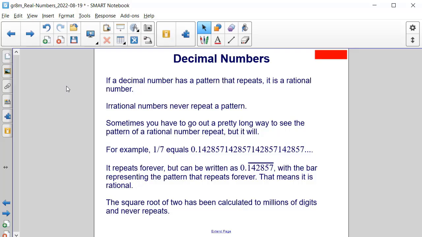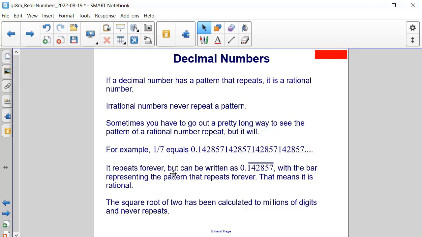Now, some of you may be thinking of longer decimals. Well, if a decimal number has a pattern that repeats, it is considered to be a rational number. Irrational numbers never repeat a pattern, and sometimes you have to go out a pretty long way to see the pattern for a rational number that repeats, but it will. For example, 1/7 is equal to 0.142857, 142857, 142857, 142857, and so on.